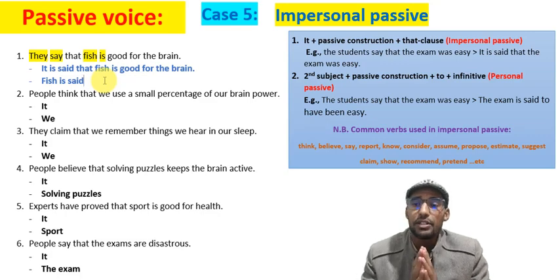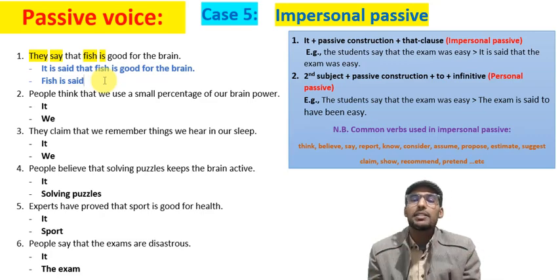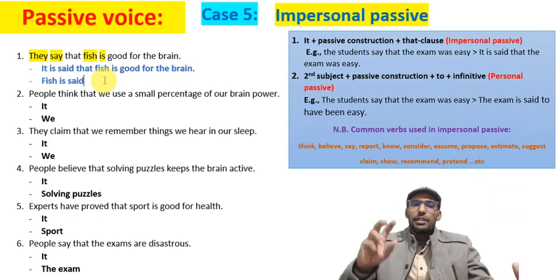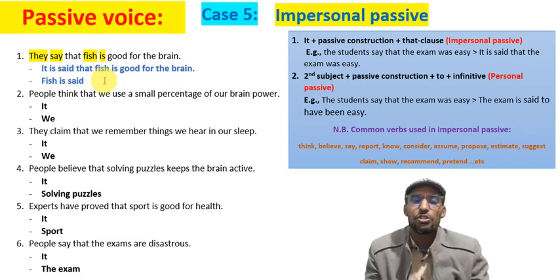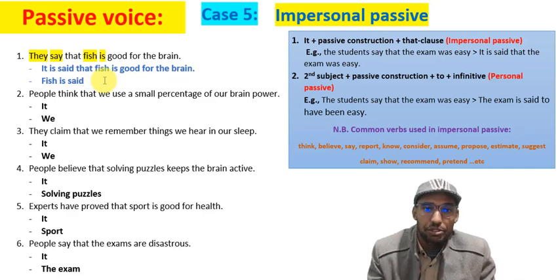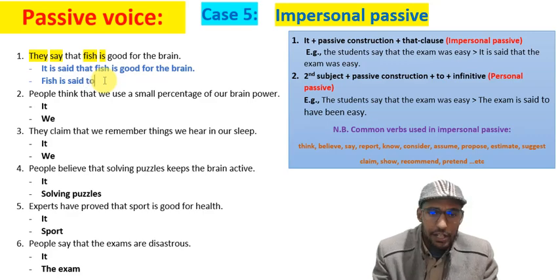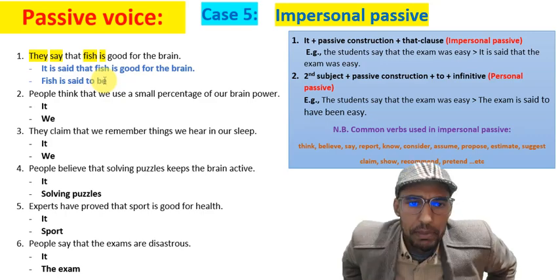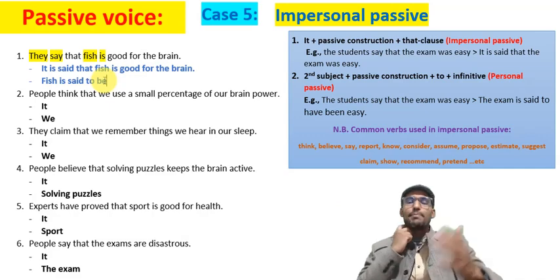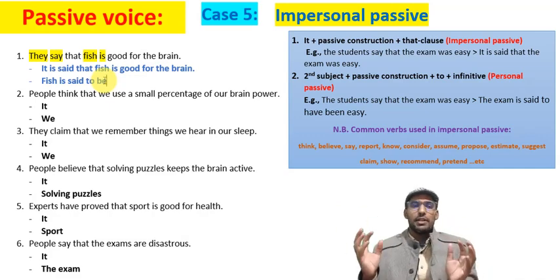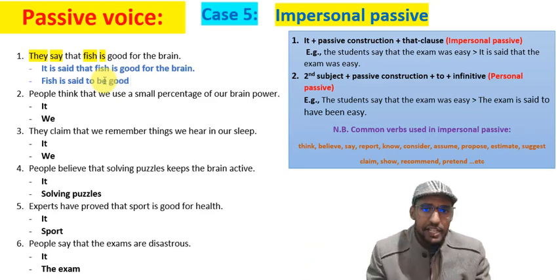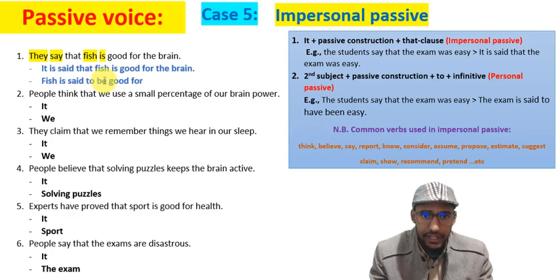Now, based on the rule and the changes that occur at the level of the verb in the impersonal passive, when we apply the second suggestion, if you have a verb in the present simple, you should transform it into the infinitive with to. So we say fish is said, and the infinitive of the verb to be with to becomes to be. We have is, this is the verb to be, or am or are, so the infinitive would be to be. Fish is said to be, and then we continue our statement without any problem: is said to be good for the brain.